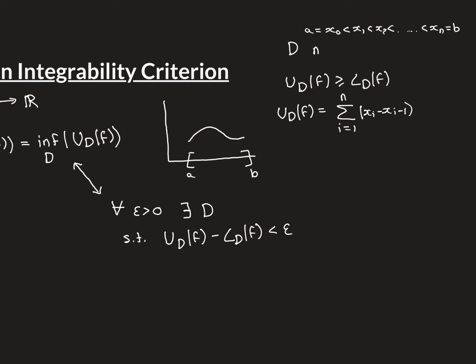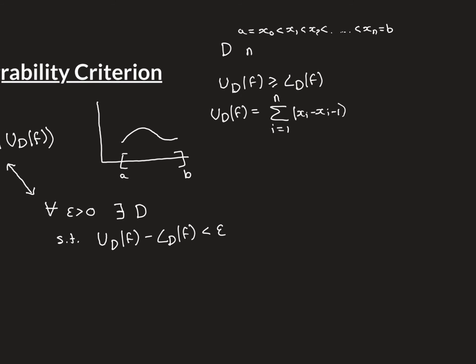So the sum from i equals 1 to n of (xi minus x(i-1)), which are the lengths of the intervals that the interval has been dissected into, times, and then for the upper Riemann sum you want the supremum of all the values of the function over that interval that's part of the dissection. So x is an element of [x(i-1), xi], and then you want to take the supremum of all values of f(x) in that interval.